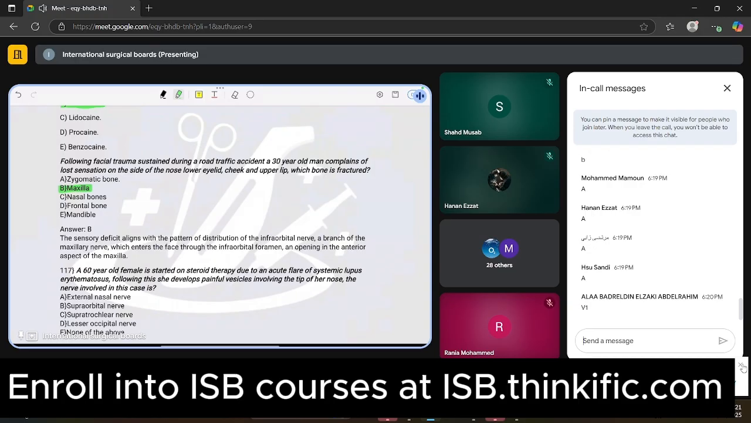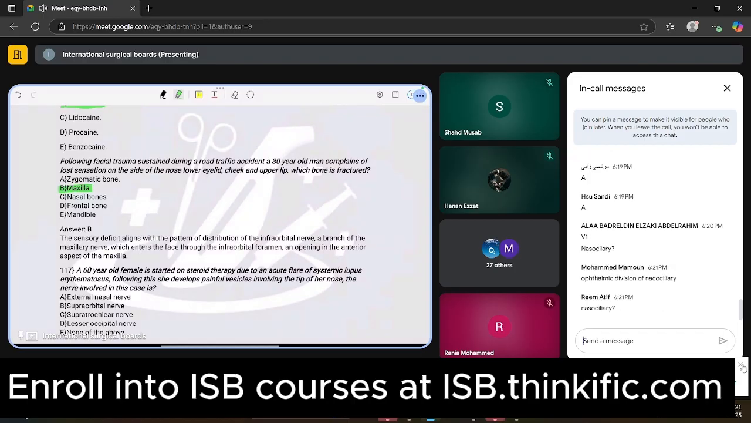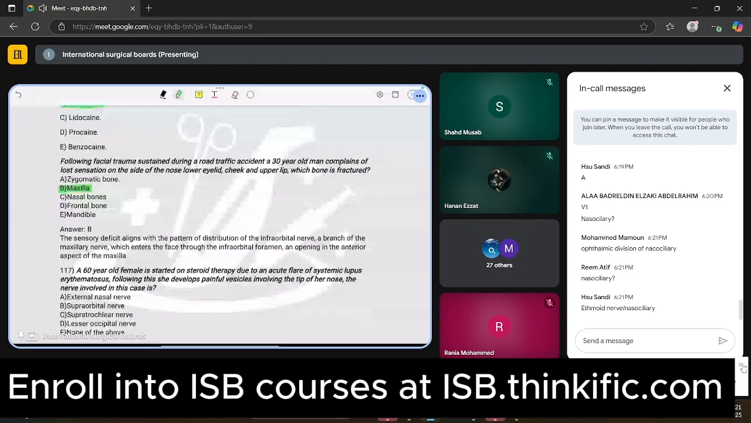Okay, but I want a more accurate answer. Of course it's from ophthalmic, but I want which branch of the ophthalmic nerve, because that can be a question, right? It is coming from nasociliary, so anterior ethmoidal. The anterior ethmoidal continues as the external nasal nerve, and the external nasal nerve supplies the tip of the nose. That's the correct answer.